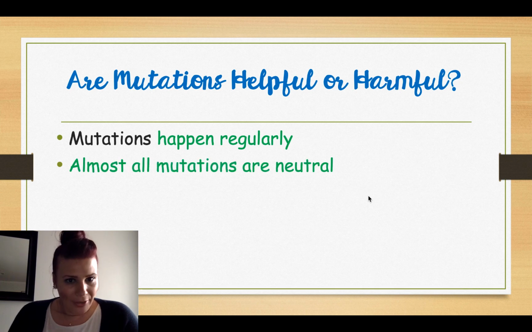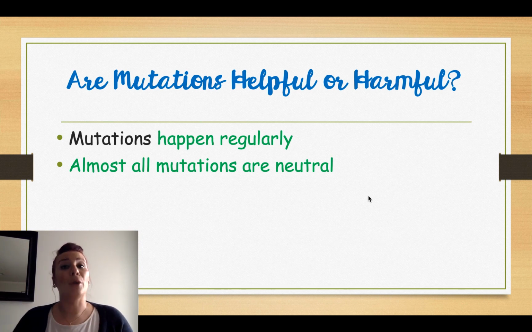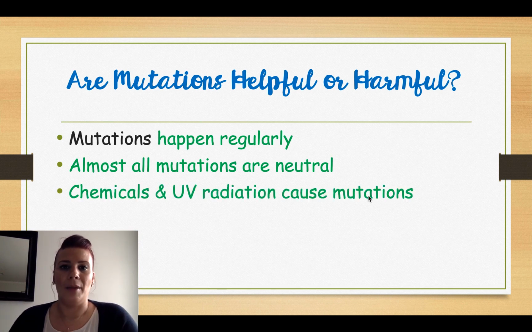While they happen regularly, most of them are neutral. Most of them just are silent mutations. They don't really affect what protein is getting made at the end of DNA synthesis. But keep in mind, whether they're helpful or harmful depends on their environment. Okay, chemicals and UV radiation cause mutations as well.